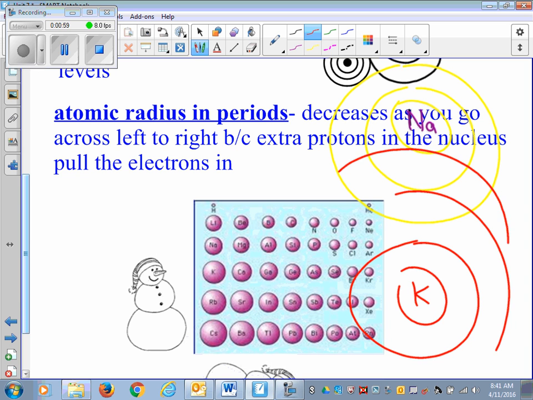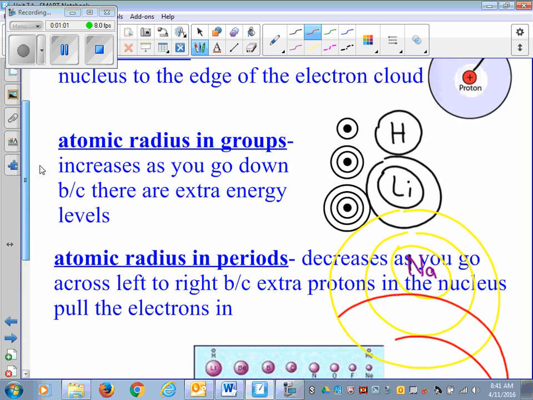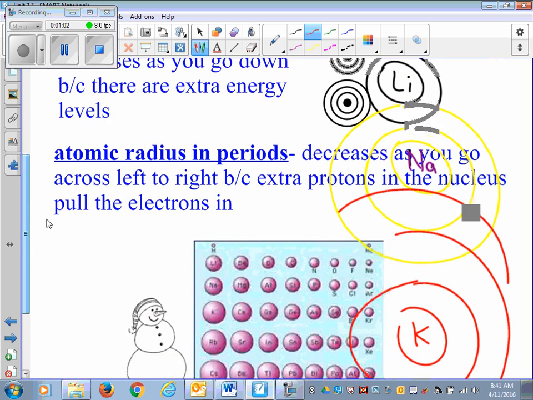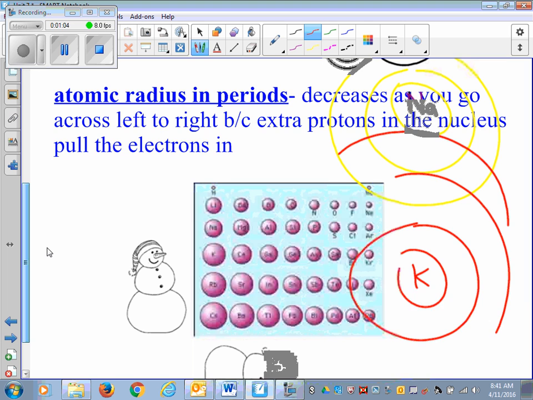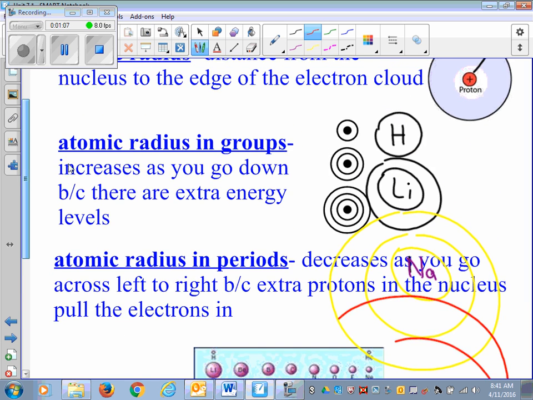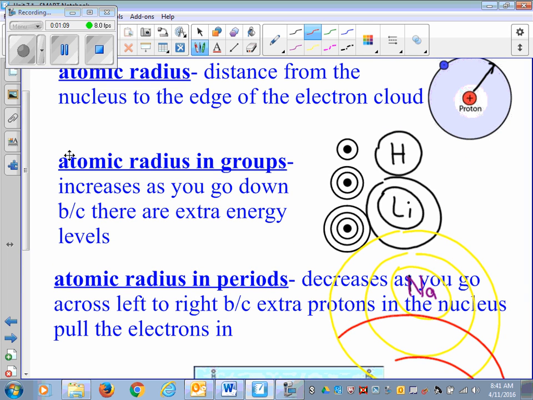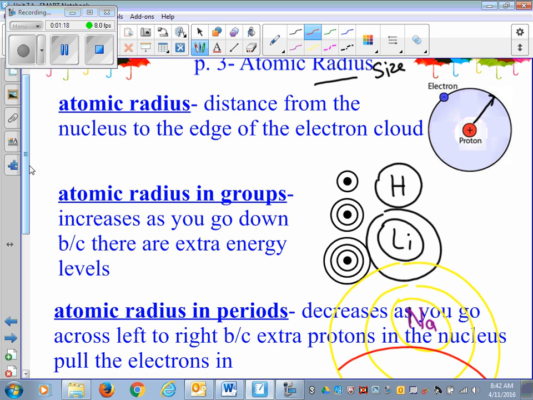So do you see what's happening to the size as you go down the group? It's getting bigger. And why is the size getting bigger? Because every step I'm taking down, I'm adding another energy level around it. Make sense? So that's all you need to know: the size gets bigger as we go down the group because we add another energy level every step we take down.